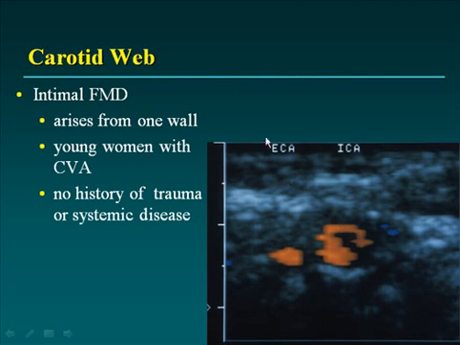Fibromuscular dysplasia: one of the manifestations of fibromuscular dysplasia is a web that is seen protruding into the lumen, and this is an example of a young woman who had a stroke with no history of trauma or disease, and so if you see this in a young patient, you have to think about the presence of fibromuscular dysplasia.